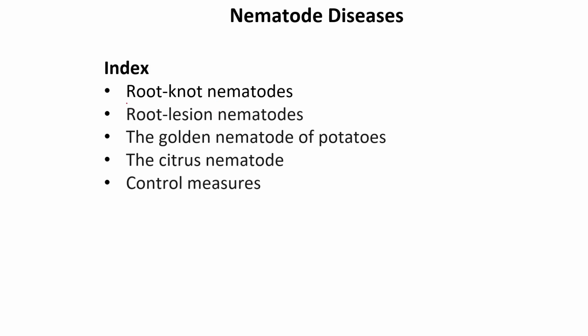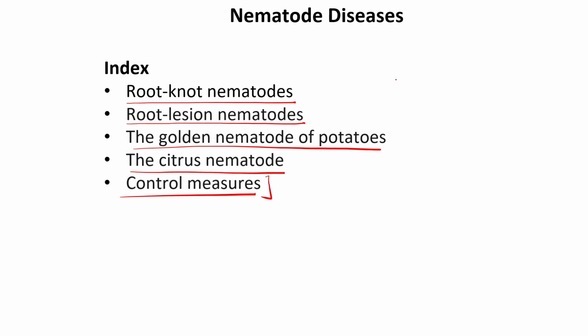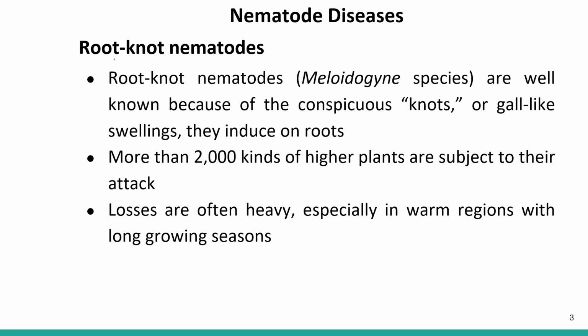The first one is root knot nematodes, then root lesion nematodes, the golden nematodes of potatoes, the citrus nematode, and also the control measures for these diseases. So let us study this. The first one is root knot nematode.